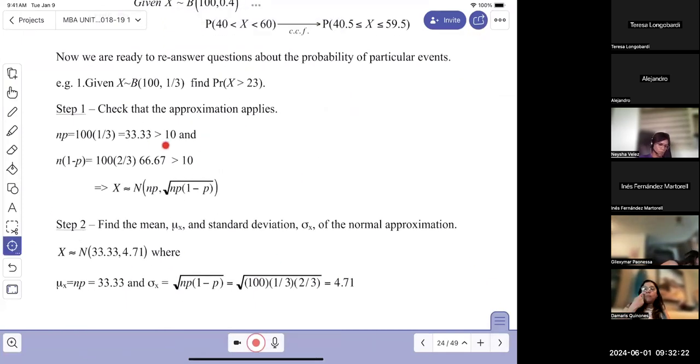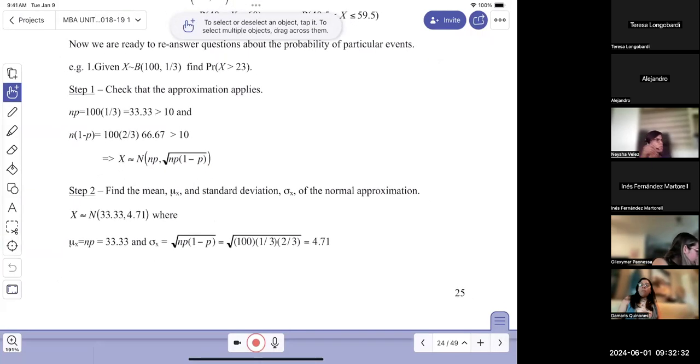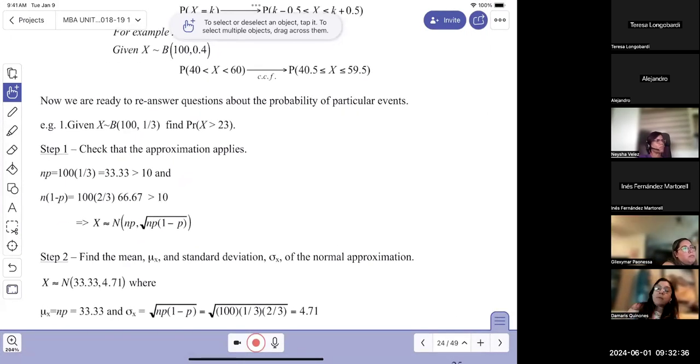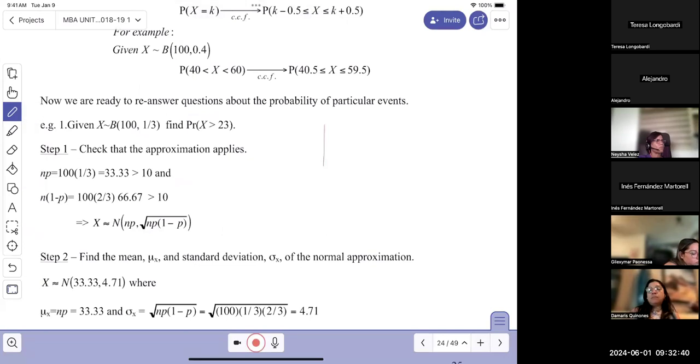We do the check to make sure that it's greater than 10 in each case. Then we have the mean and standard deviation, n times p and the square root of n p (1 minus p). We calculate them. So steps 1 and 2 we've already done. Now what I want to find, so what I'm thinking is, this is 23. This is 24.